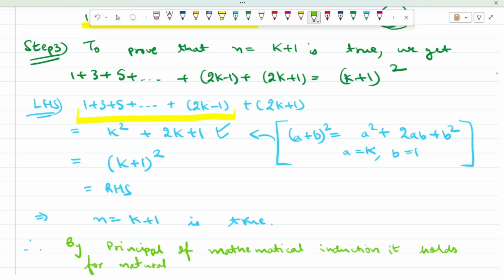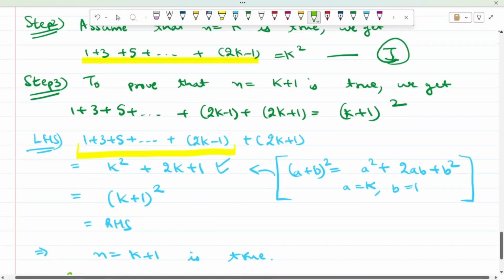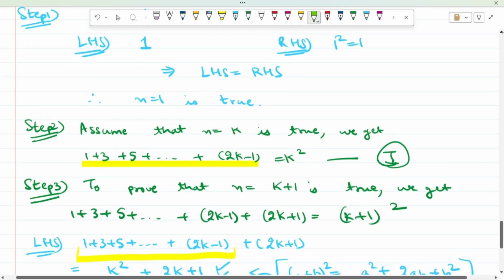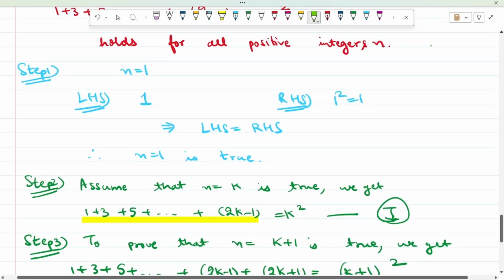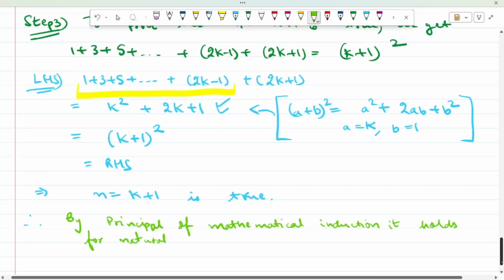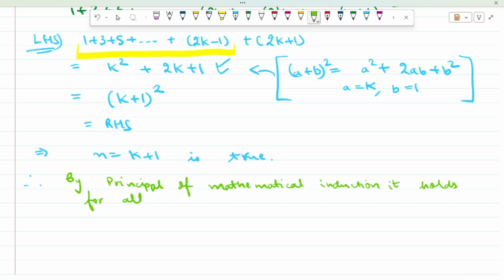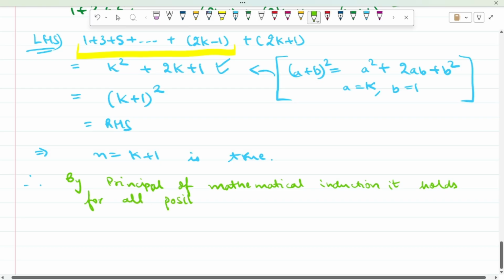Okay, here should I use natural numbers or positive integers? What is given in the question? Let's just move up and see. Look, it's given for all positive integers n. So I'm going to use the same thing instead of natural numbers. So it holds for all positive integers n. So yeah, that's it for this question.